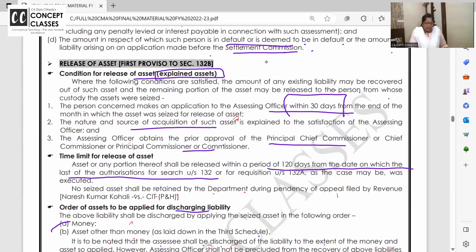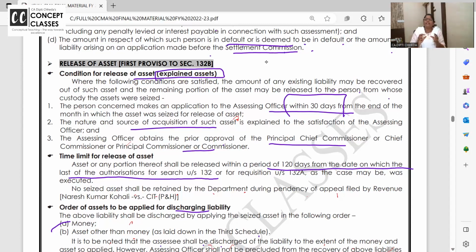Okay, right. Release of the assets, this is very nice. Now release of assets we will divide into two parts: explained assets and unexplained assets. So first, explained assets. Say the day they have seized the assets, from the end of that month, within 30 days, if I explain to the ITO that so and so asset was seized, but I have the proof that I purchased it like this, all is there. So you have given a perfect explanation for this asset.